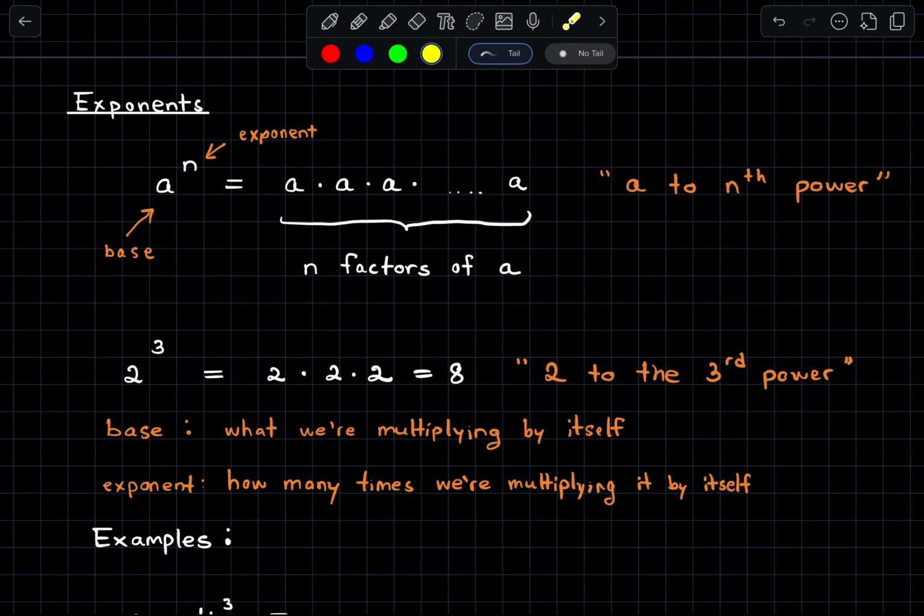Okay, so let's see what that looks like. So say we had 2 raised to the third power. So 2 is your base. It's the thing we are multiplying by itself. So we're going to just keep multiplying 2 by itself. The exponent here is 3. That's going to tell us how many times we're multiplying 2 by itself. So we're going to multiply 2 by itself 3 times. 2 times 2 times 2, and that's going to give us 8. This is also written as 2 to the third power.